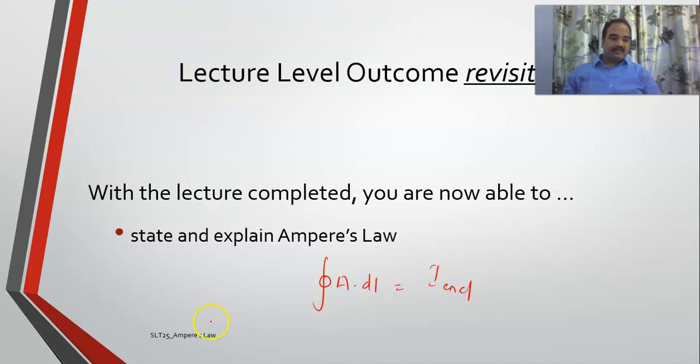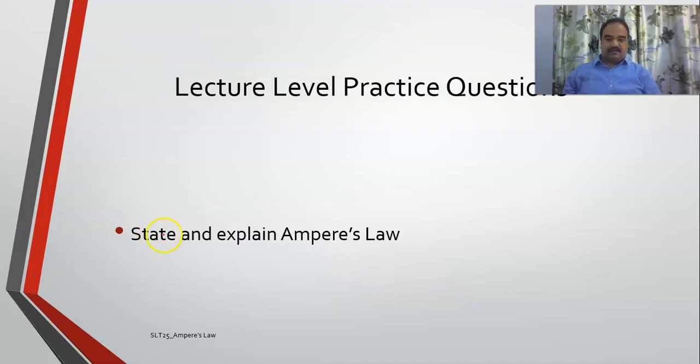The line integral of the tangential component of the magnetic field intensity vector over a closed path is equal to the current which is enclosed by the path itself. So this is your question. I'll be asking for a short answer. And in the main class, we will discuss different problems based upon this Ampere's law.